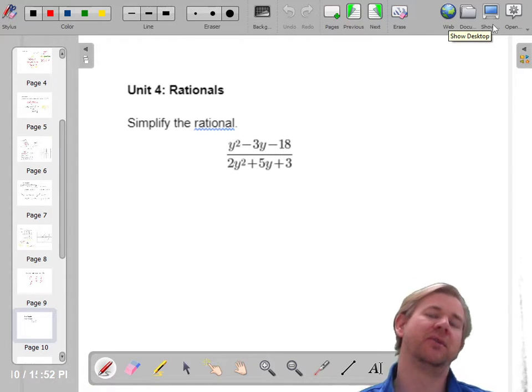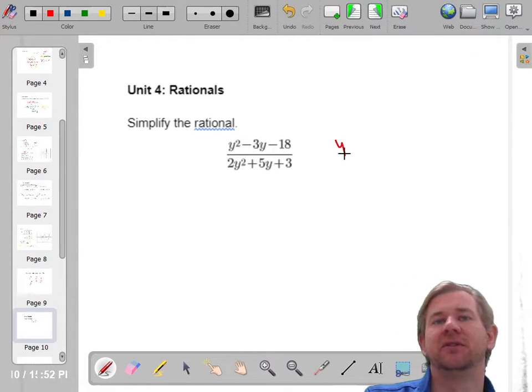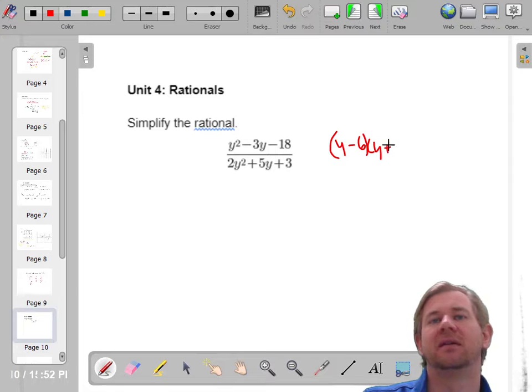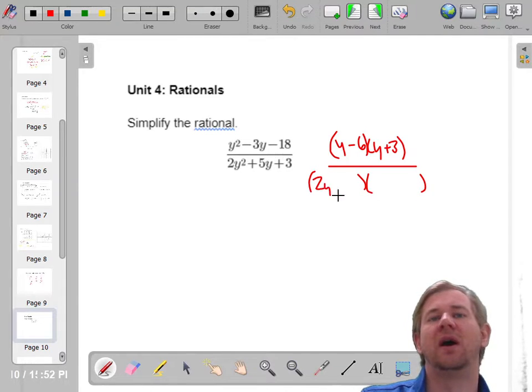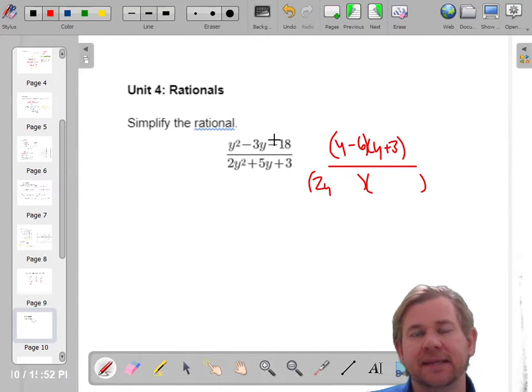All right, rationals. So rationals is a lot of factoring. I can do the top in my head. y minus 6, y plus 3. Can we do the bottom? Let's try the bottom here. It's going to be 2y. I need numbers that multiply to 6 and add to 5.